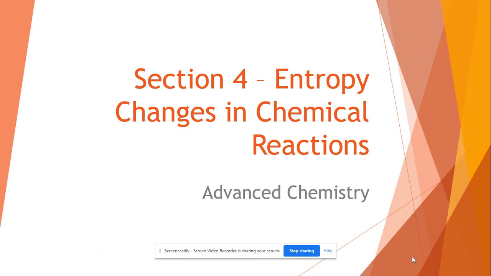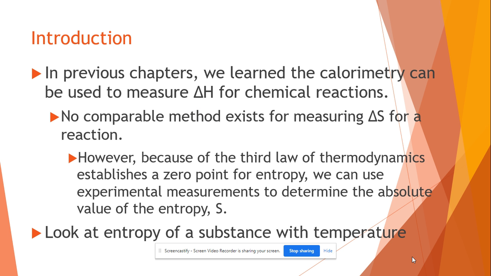Hey class, today we're going to start section 4 and we're going to split it into two sections. This section is about entropy changes in a chemical reaction if you are given one. And we're going to split it into two parts, learning about the system or just the reaction itself. And then part 2 is going to be about the surroundings.